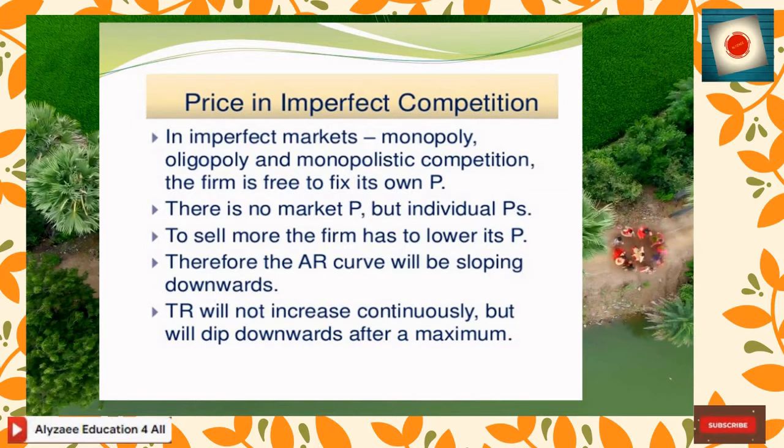So to sell more, the firm has to lower its prices. Therefore, the average revenue curve will be sloping downward. Total revenue will not increase continuously but will dip downwards after a maximum. Calculate the revenue in imperfect competition.